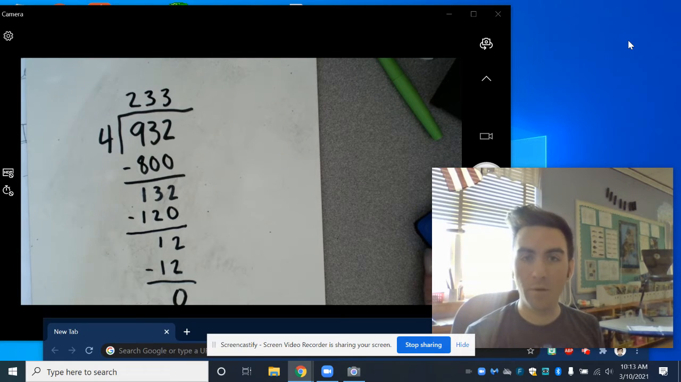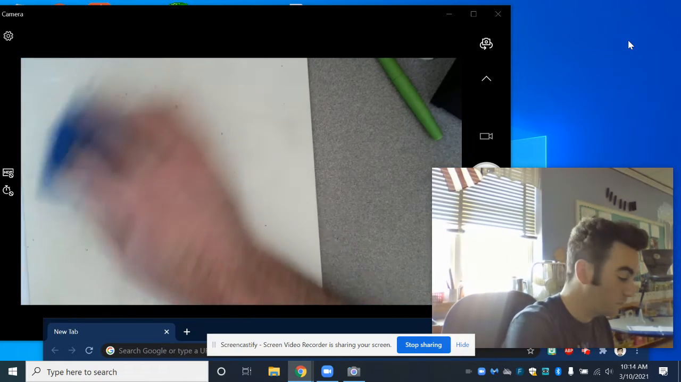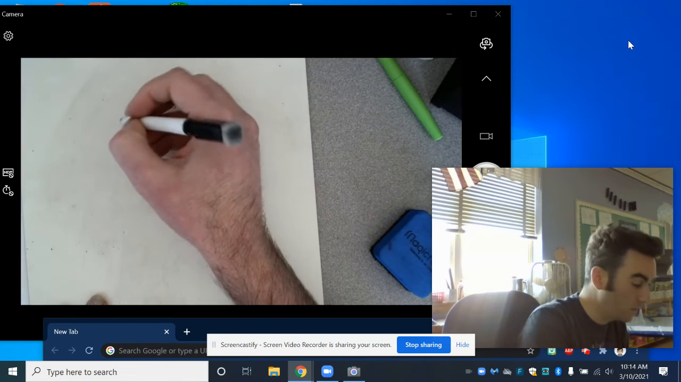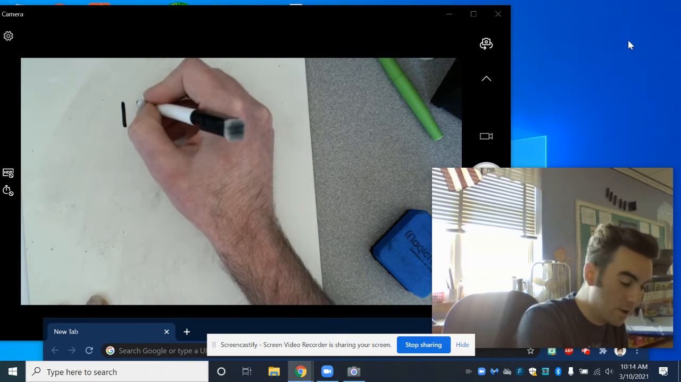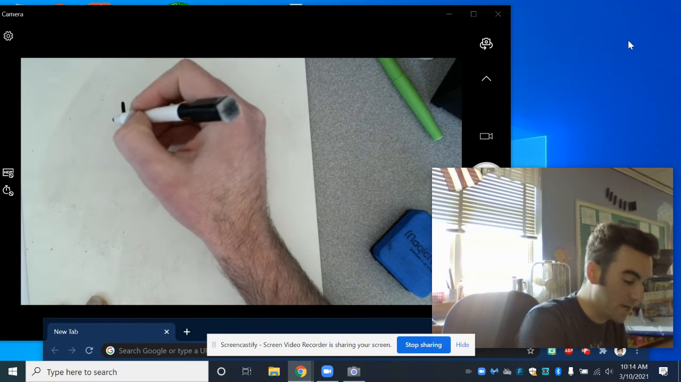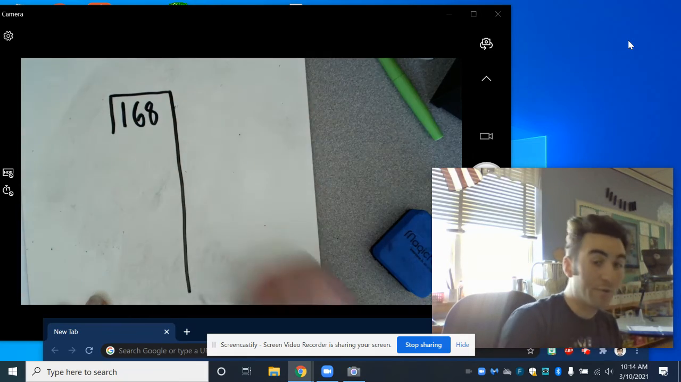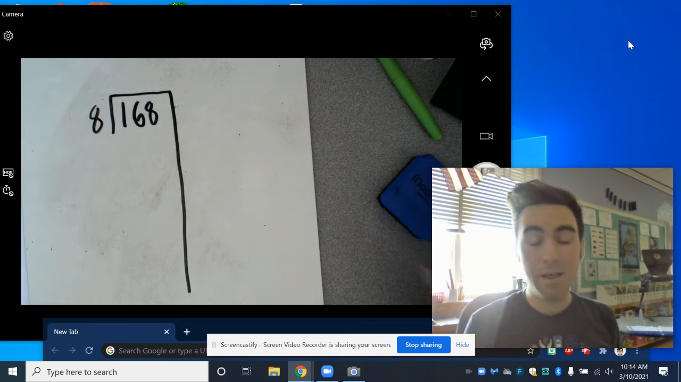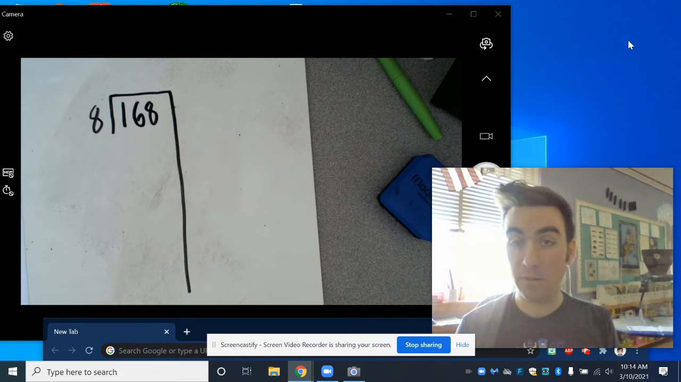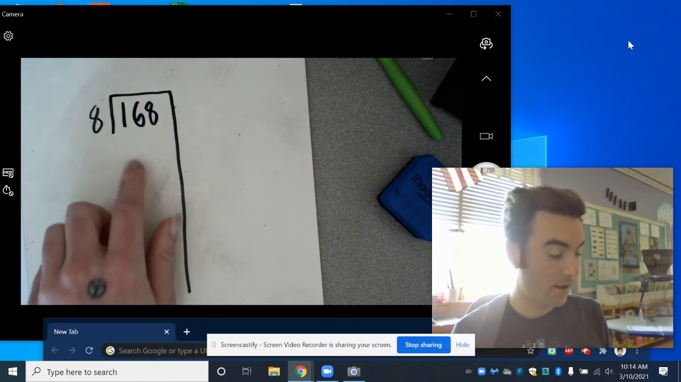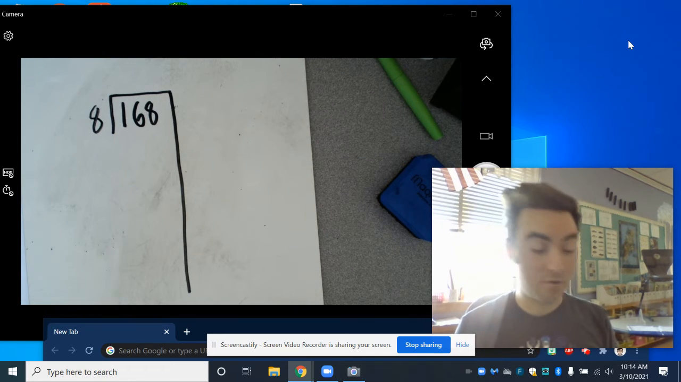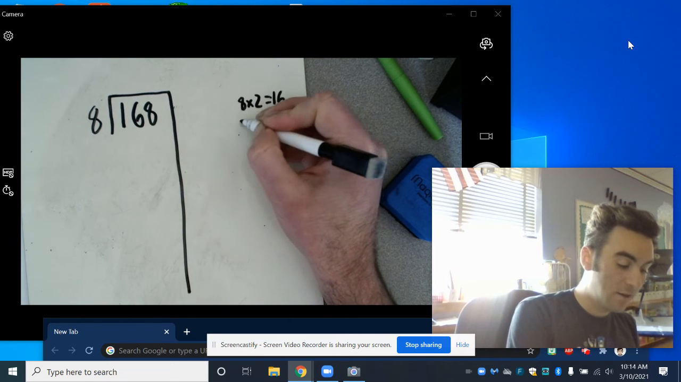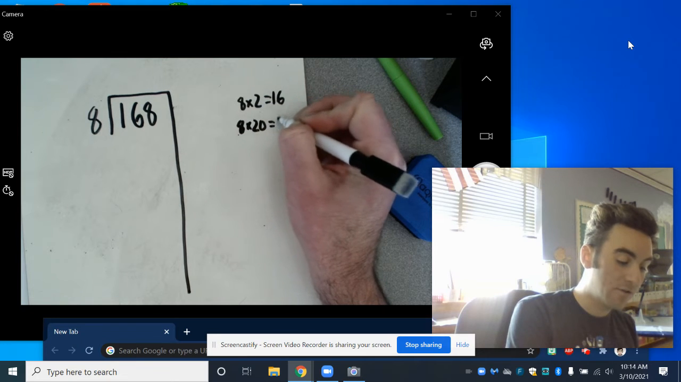Let's try doing this again with a different number. Let's do 168 divided by 8. Again, I'm going to show you first using the big 7, or the partial products. And I'm going to use my known facts about my 8 to help me. Well, right away, I see 16. And I know that 8 times 2 is 16. So if 8 times 2 is 16, then 8 times 20 would be 160.